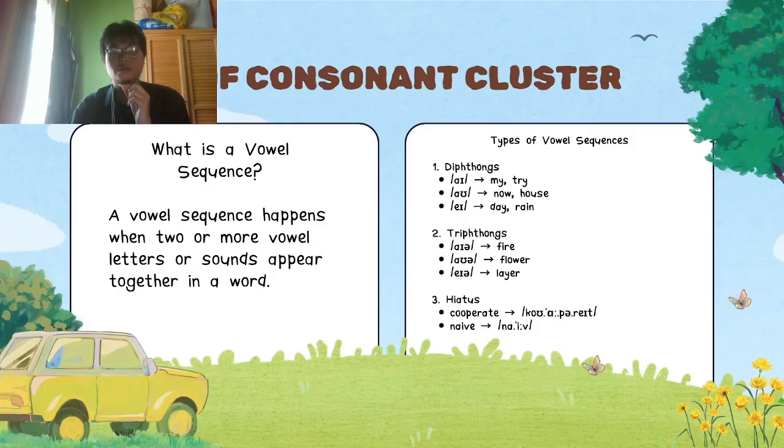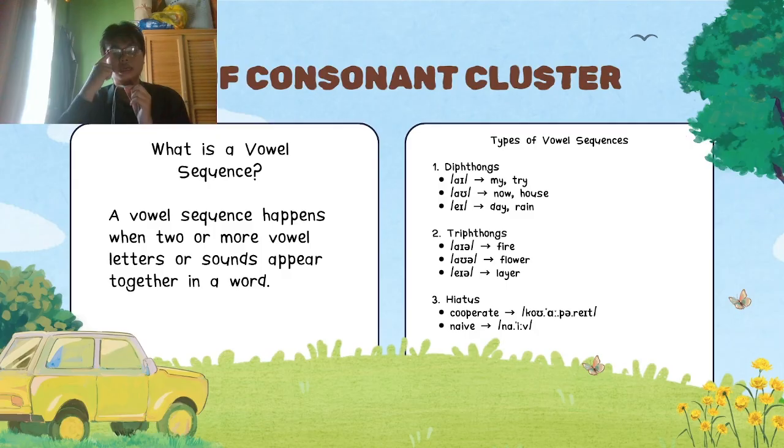It's supposed to be vowel sequence. And then we move on to what a vowel sequence is. A vowel sequence happens when 2 or more vowel letters or sounds appear together in a word. Sometimes they make one sound, and sometimes they make 2 separate sounds. This depends on the type of vowel combination. So here are the types of vowel sequence.